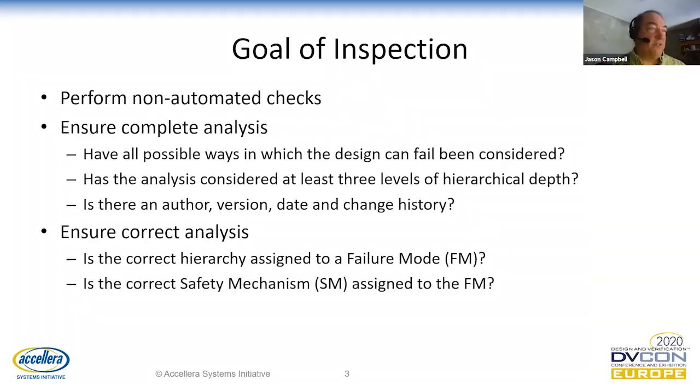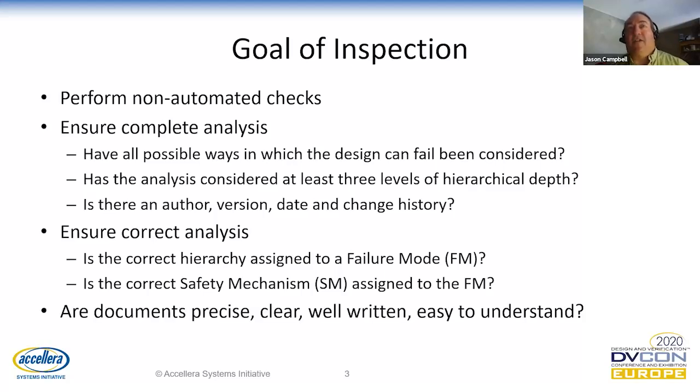Perhaps the second most important thing is to ensure the analysis is correct. So we take a look at a particular failure mode, which is a way the design can fail. If I look at my state machine, have I assigned the correct hierarchy to that particular state machine or failure mode, so that when I do the analysis, I'm going to be able to say, okay, I've run fault injection on it, injected faults in that part of the design, and this is the result I got. Same with the safety mechanism. Do I have the correct safety mechanism assigned to that particular failure mode?